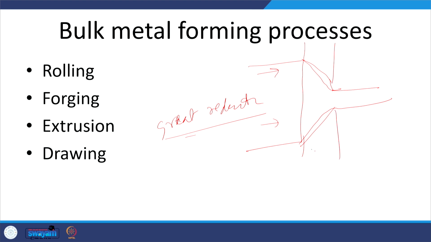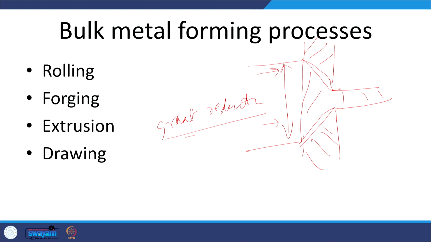Okay, this is say the die. So this huge drop in cross section is realized by extrusion, and extrusion is usually hot because of the significant reduction that is realized. So in these processes, significant plastic deformation is involved in shaping the material.